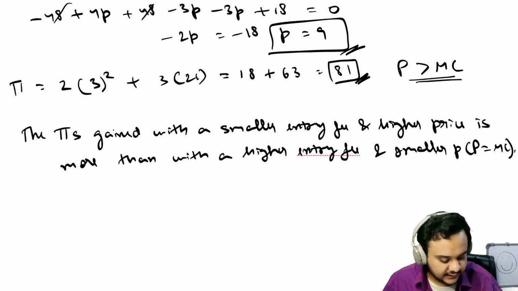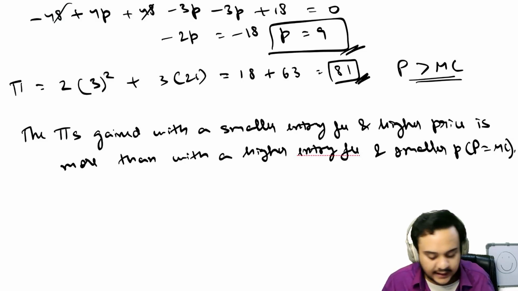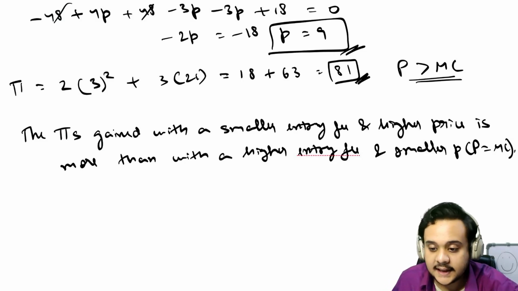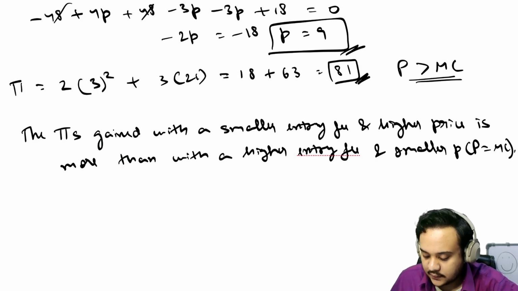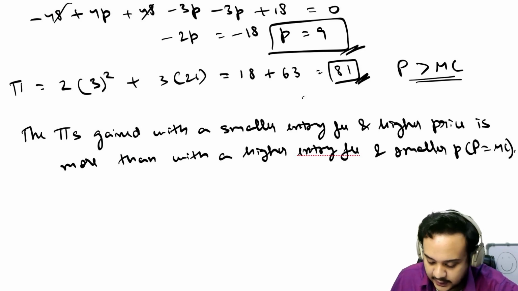Alright, so this was the example that I wanted to do with you. This ends our discussion for the second degree price discrimination. Now we can move on to the final case, which is the third degree price discrimination.